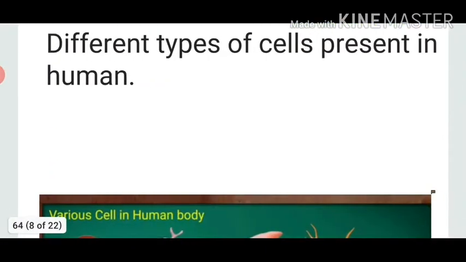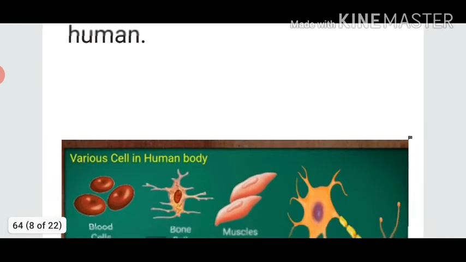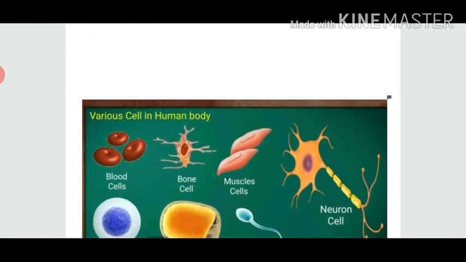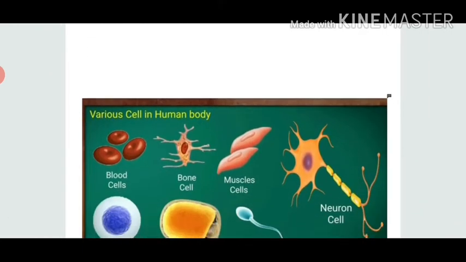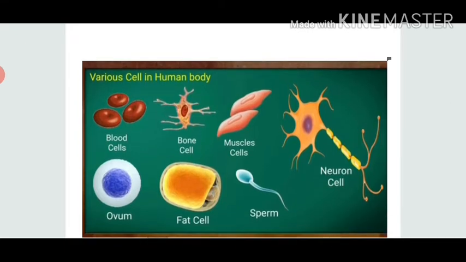In the human body, many types of cells are present, like blood cells. Red blood cells make the color of the blood red. Bone cells are present in bones, and muscle cells are for locomotion and movement. Nerve cells carry messages from one part of the body to another, and there are also fat cells, sperm cells and ovum cells. So many cells are found in the human body.